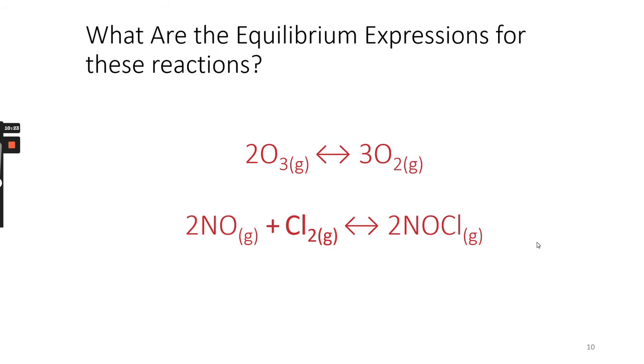So let's do some practice. What are the equilibrium expressions for each of these reactions? Let's look at the first one, and we'll do the equilibrium constant for concentration first. So we're going to take our products raised to their coefficients divided by our reactants raised to their coefficients. And now we'll do the pressure one. So we're going to take the partial pressure of oxygen cubed divided by the partial pressure of ozone squared. Now let's do the same thing for this reaction here.